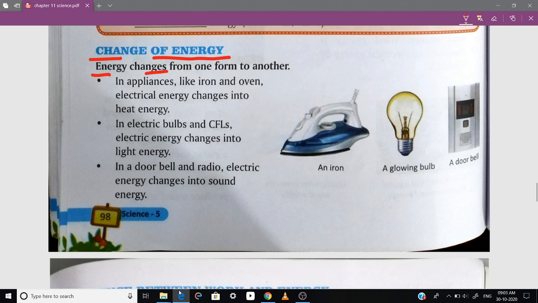Energy changes from one form to another, like in appliances such as an iron and an oven. Electrical energy changes into heat energy, and in electric bulbs and CFLs, electrical energy changes into light energy. In a doorbell and radio, electric energy changes into sound energy.